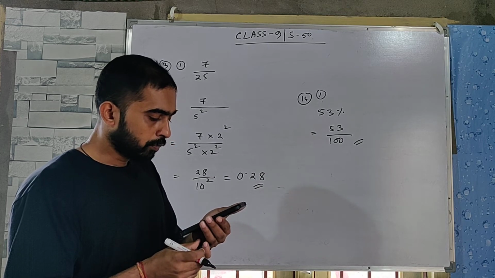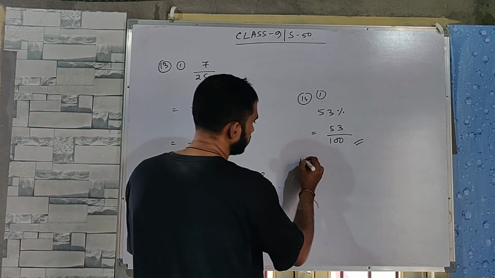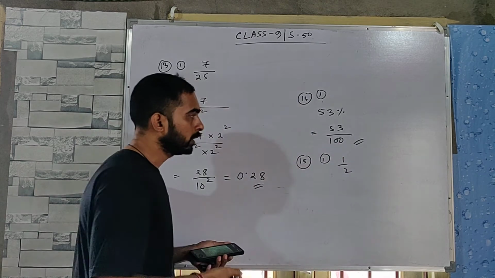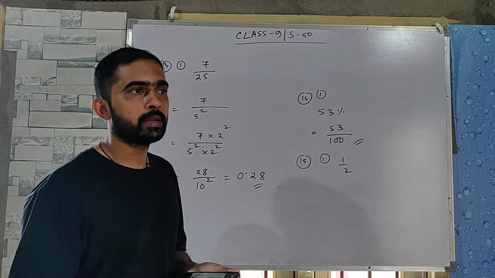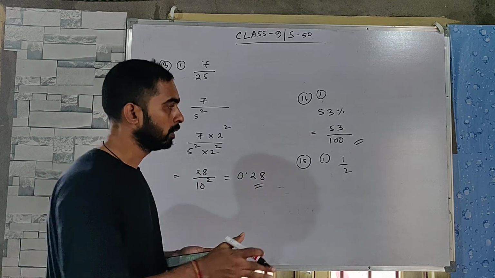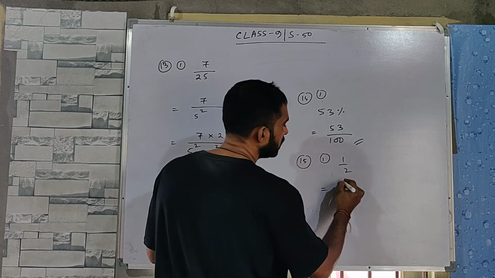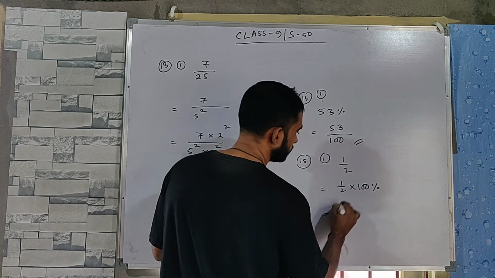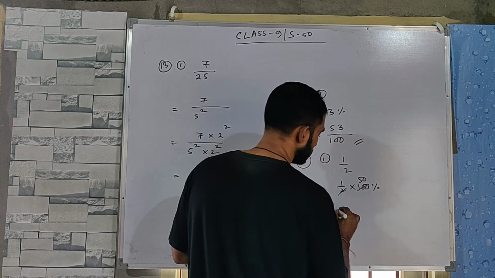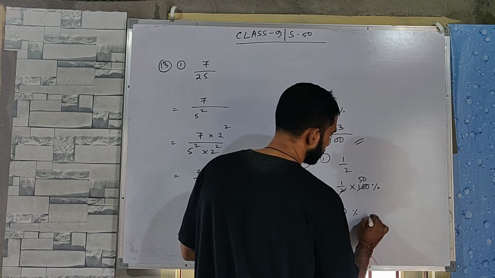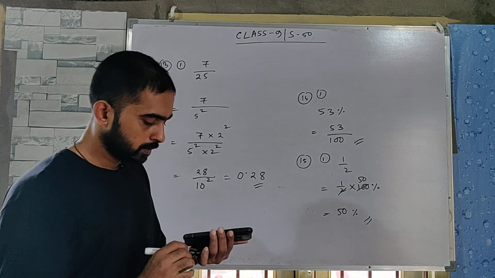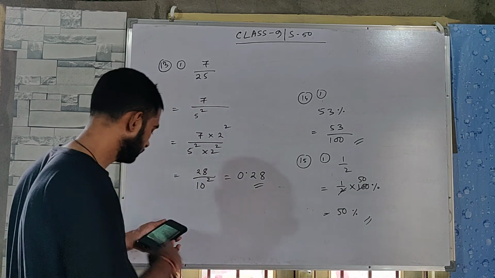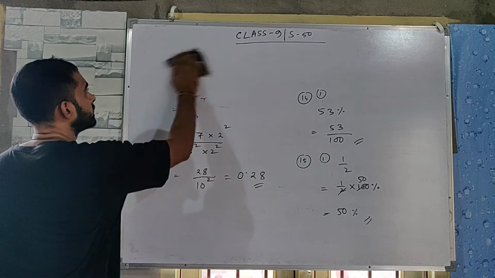Next, express the following in percentage. Again same question. Given number is 1 by 2. So to convert a fractional number, decimal number, rational number, or simply a whole number, any number, to percentage, multiply by 100%. So 50%. Got it? Then now question number 6.